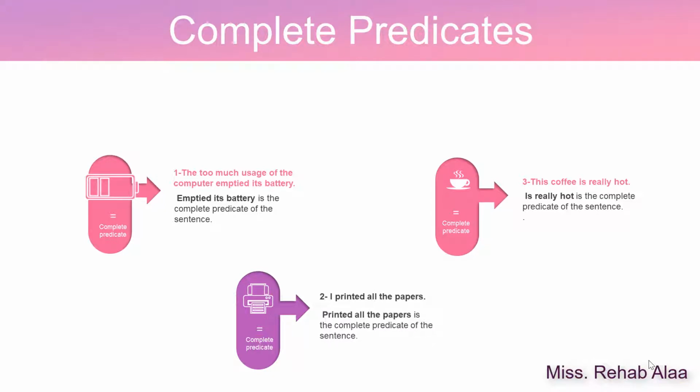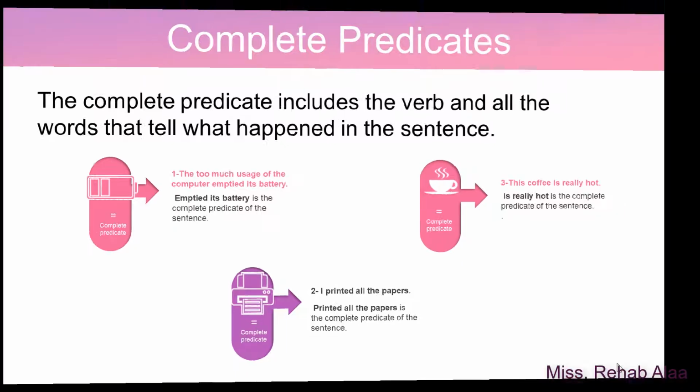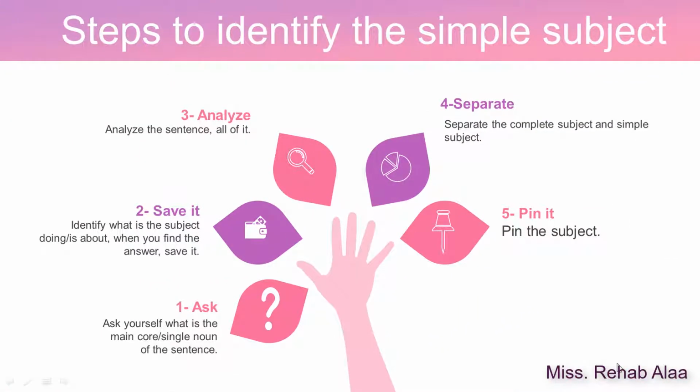2, I printed all the papers. Printed all the papers would be the complete predicate. 3, the coffee is really hot. Is really hot would be the complete predicate of the sentence. We can conclude that the complete predicate includes the verb and all the words that tell what happened in the sentence. Before moving to the simple subjects, we have some steps to help us identify them.